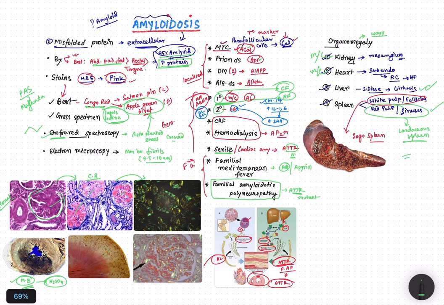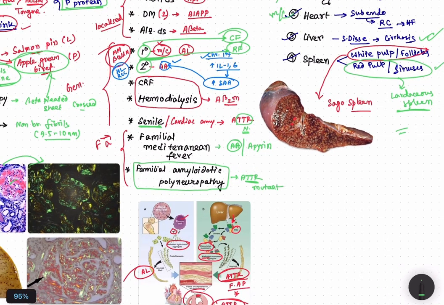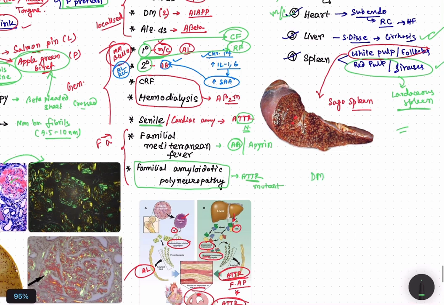Next, coming to which parts are involved in the spleen: it's sago spleen and lardaceous spleen. In sago spleen, the follicular white pulp is involved, and the red pulp is involved in lardaceous spleen. Now, if there is a diabetic patient who is on dialysis, what kind of amyloid will you see in this patient? Because the patient is on dialysis, the patient will have beta 2 microglobulin.